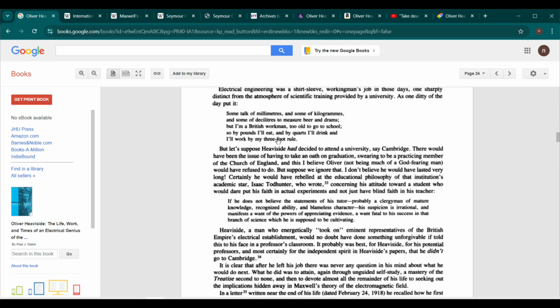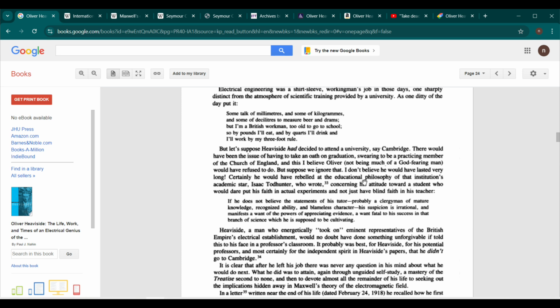But suppose Heaviside had decided to attend a university, say Cambridge. There would have been the issue of having to take an oath on graduation, swearing to be a practicing member of the Church of England, and this, I believe, Oliver, not being much of a God-fearing man, would have refused to do. But suppose we ignore that. I don't believe he would have lasted very long.